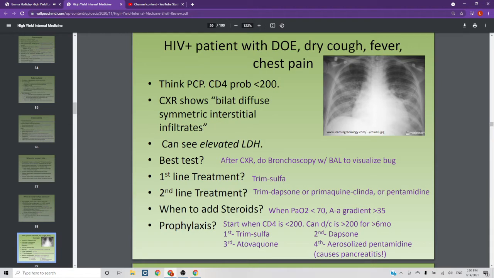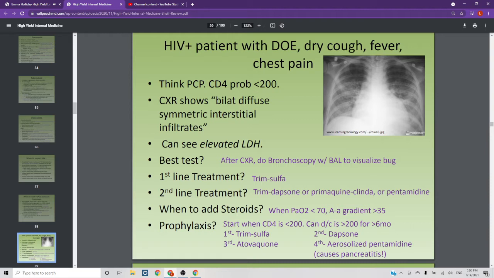First line of treatment, trim sulfa. What if you're sulfa allergic? Dapsone or pentamidine. So dapsone with trimethoprim, primaquine with clinda, I've never seen that used, but aerosolized pentamidine is another alternative. And then when do you add steroids? When it's really bad. When the pneumonia is so bad their arterial blood gas dips below 70.